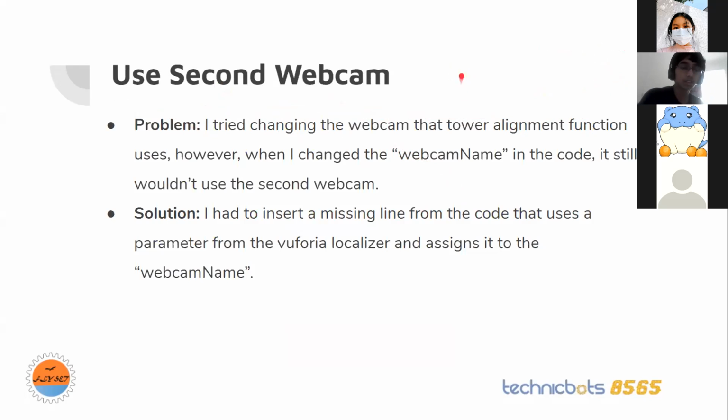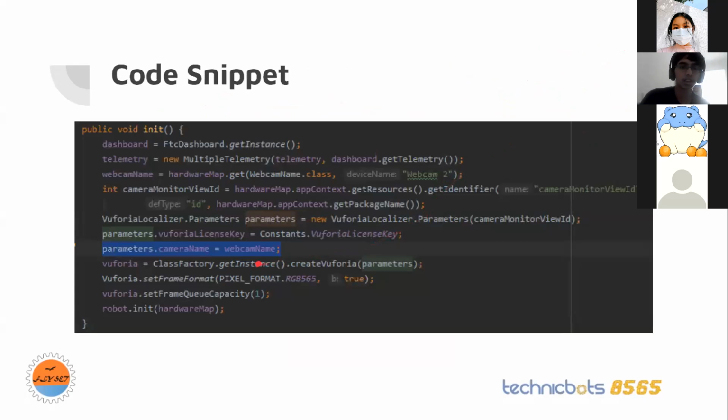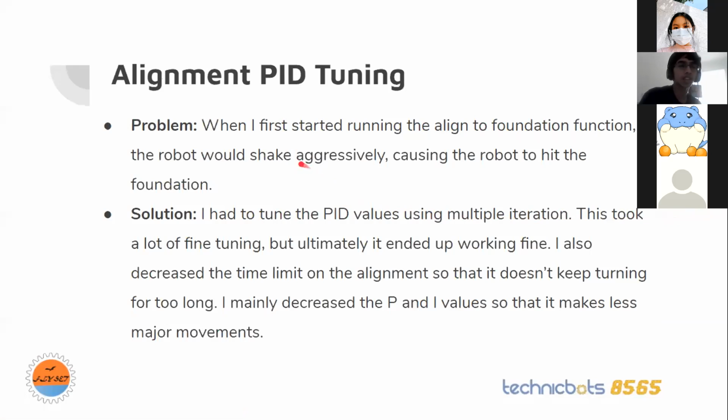And the solution for this was I had to insert a missing line into the code that uses the parameter from the Vuforia localizer and assigns it to the webcam name. As you can see here, here's the missing line that I forgot to insert. And basically what it does is take the webcam name and assign it to the camera name. Otherwise, this really didn't have any use in the code. So then the next problem I came across was the alignment PID tuning.